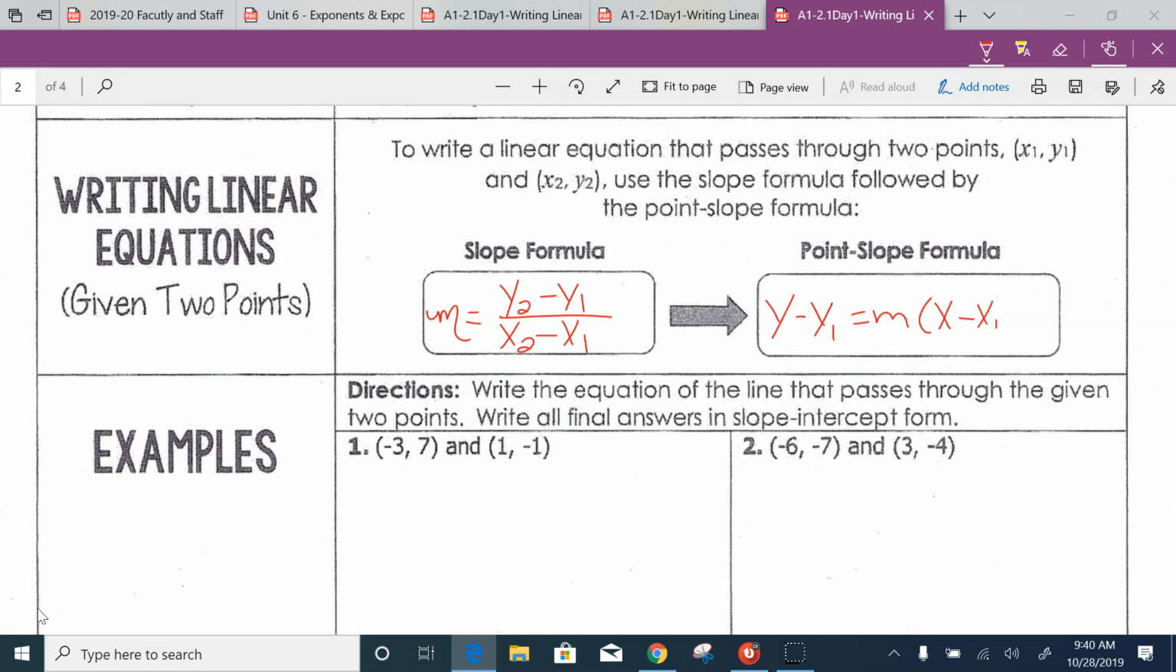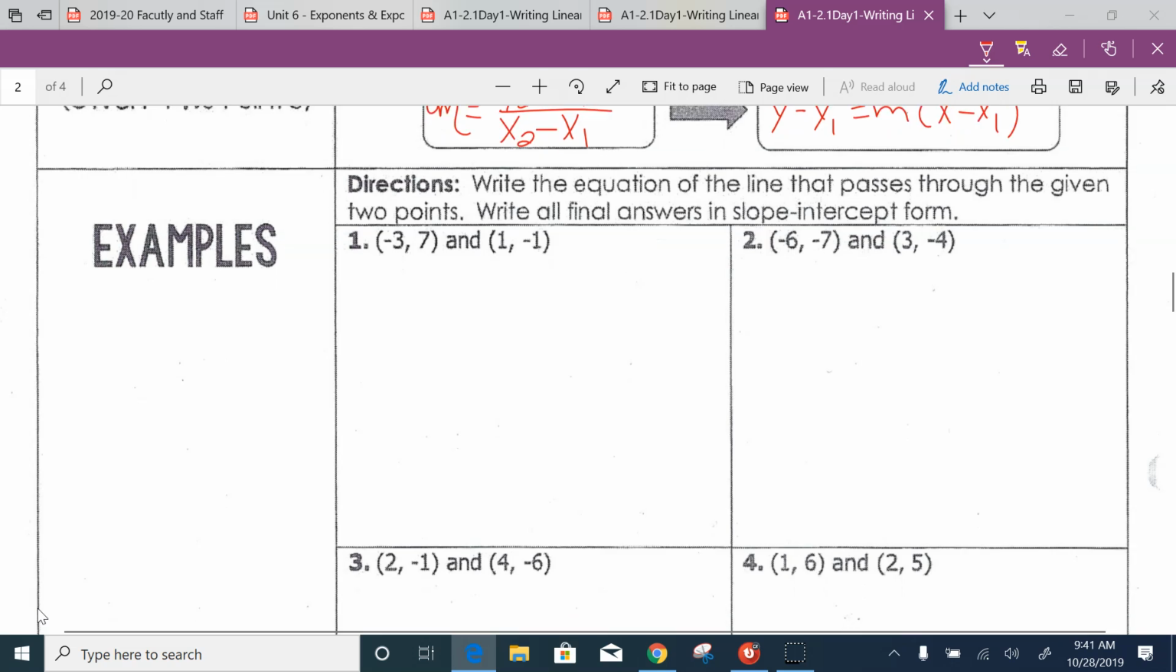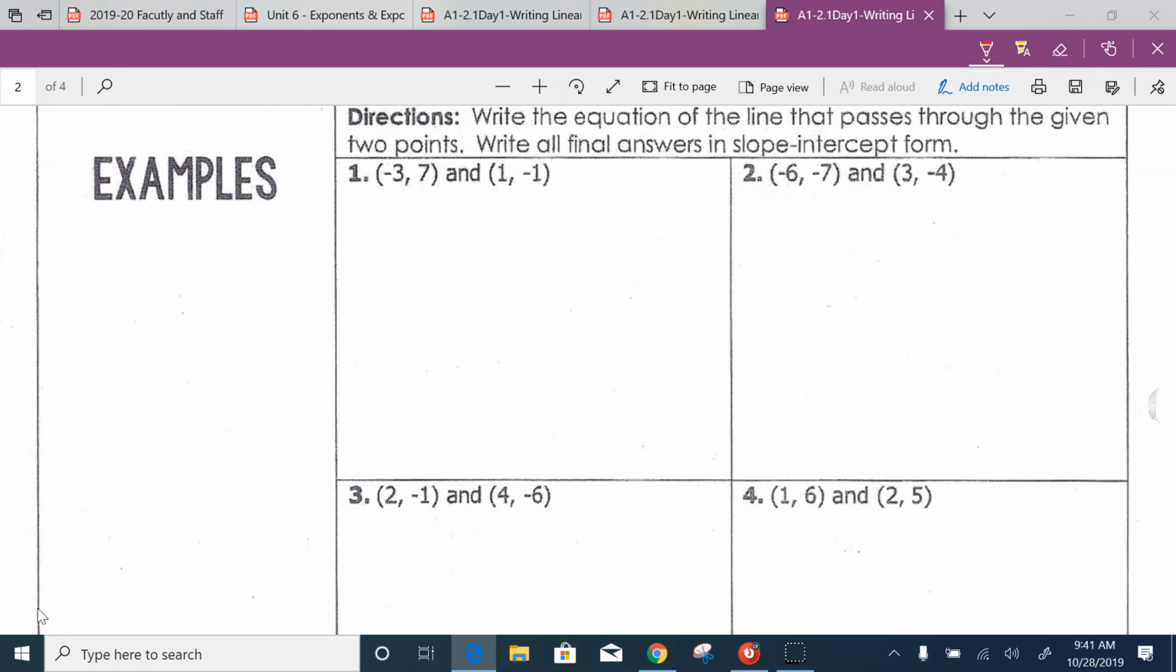Just know that they're both related to each other. Once you have the slope formula, you can then write the point slope formula, period. And that's what we're going to practice on this side. So once again, I'm going to work on the left-hand side. This one's going to have an extra step because we have to find the slope.